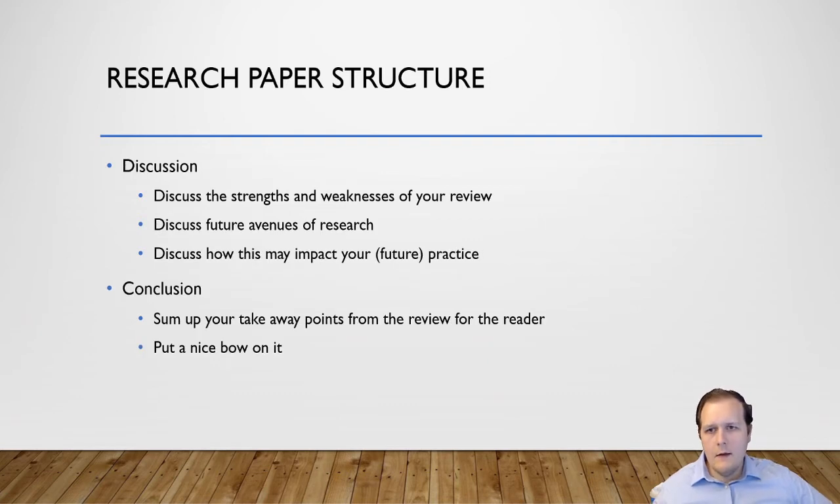Next, getting into the discussion, this is where you want to talk about the strengths and weaknesses of the review. You can say, well, there's really not a lot of articles out there about this topic because it's relatively new, or it is, say, in an orphan disease state where there's just not many people that acquire this disease. Things like that. You also want to include future avenues of research. Like, what would you like to see in the future? What kind of studies should they do in order to better answer your question from the very beginning, right?